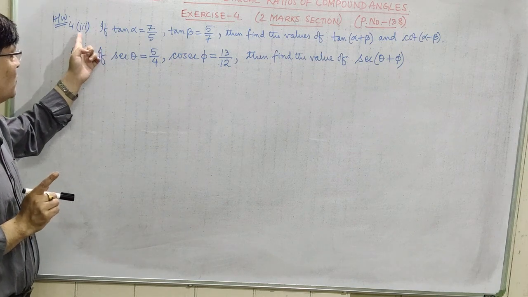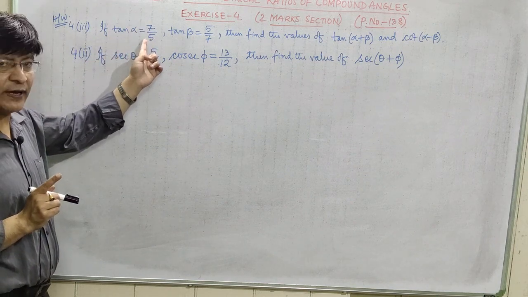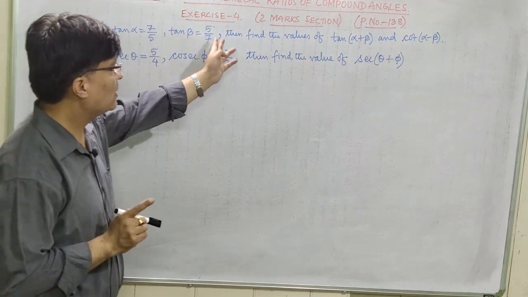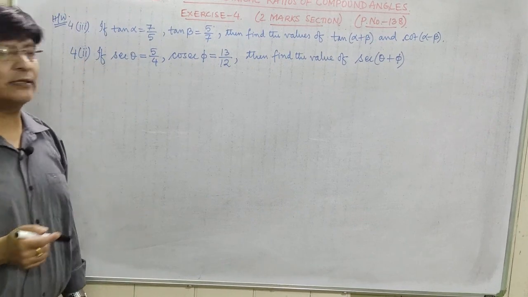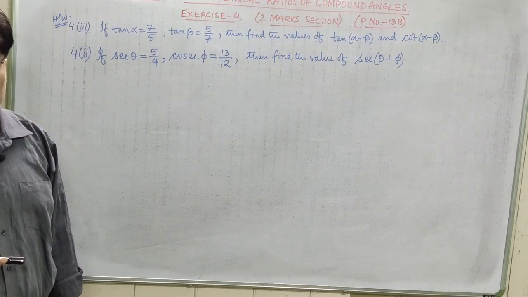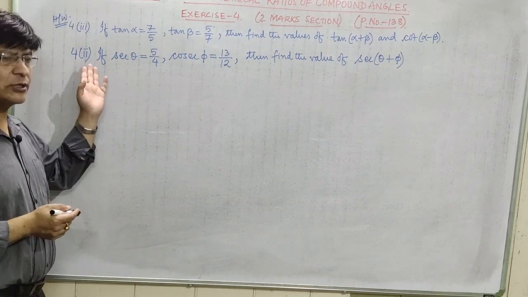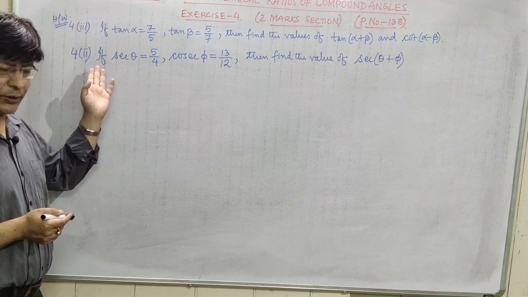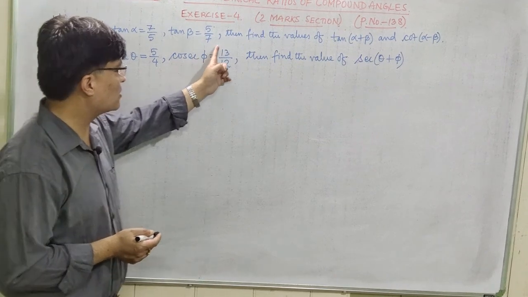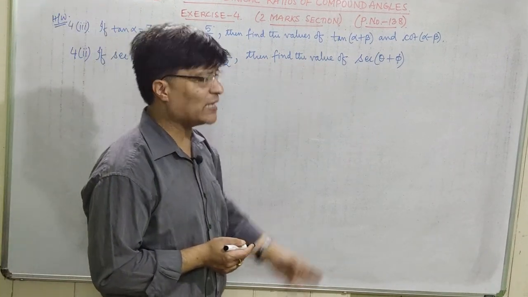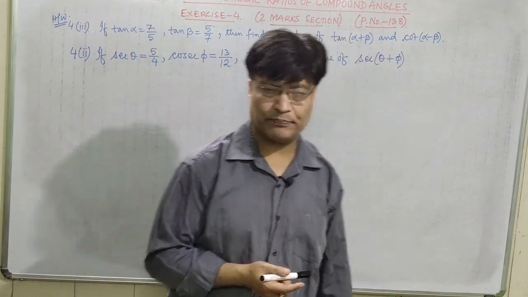So 4 number 3 is, if tan alpha is equal to 7 by 5 and tan beta is equal to 5 by 7, then you have to find out the values of both tan of alpha plus beta and cot of alpha minus beta. Let's do this question 4 number 2 here. If sec theta is equal to 5 by 4 and cosec phi is equal to 13 by 12, then find the value of sec of theta plus phi.